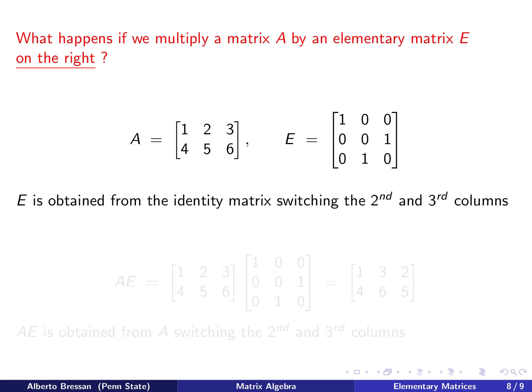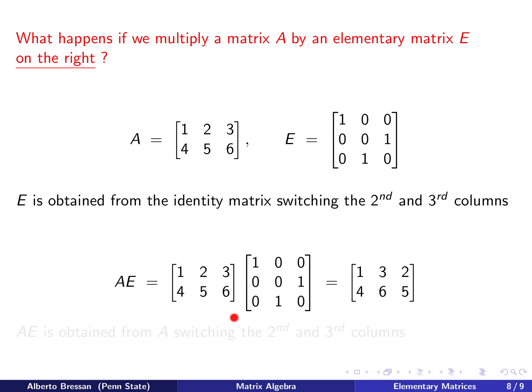So you might be wondering, what if we multiply matrix A and elementary matrix E on the right instead of on the left? Well, let's take a look. So here's matrix A, and let's take an elementary matrix E. This is obtained from the 3 by 3 identity matrix by switching the second and the third column. Switching the second and the third row is the same as switching the second and the third column, right? We make that observation.